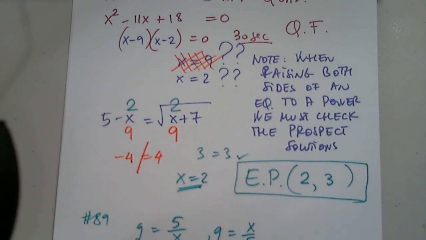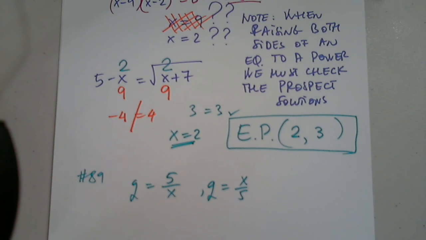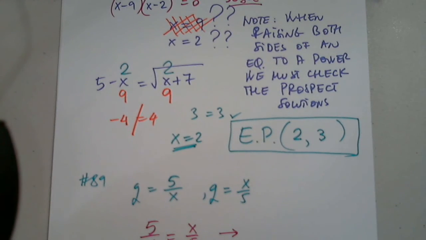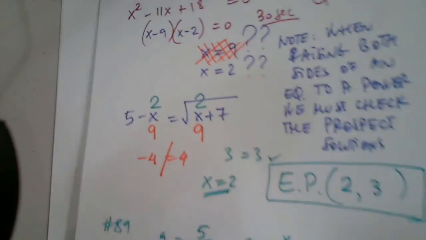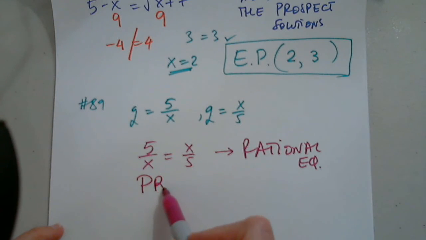Okay, so the same question. What do we do in order to determine the equilibrium point? You have to set them equal to each other. Very good. 5 over x equals x over 5. What type of equation is this? Rational. Excellent. It has x in the denominator. Who said that? Natalie. Thank you. Good. But furthermore, this is something called proportion.